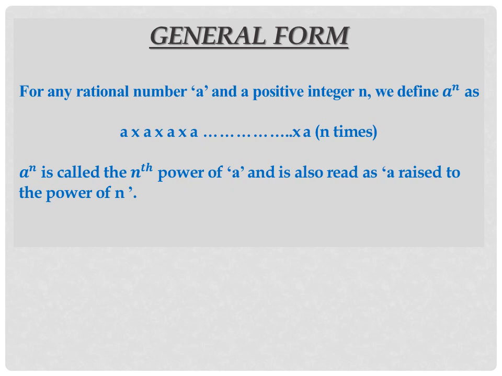Now the general form. For any rational number a and a positive integer n, we define a raised to power n as a multiplied by a, n times. It means we multiply a n times, and then a to the power n is called the nth power of a, and it is read as a raised to the power of n.